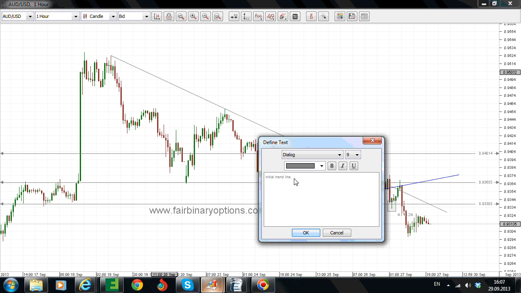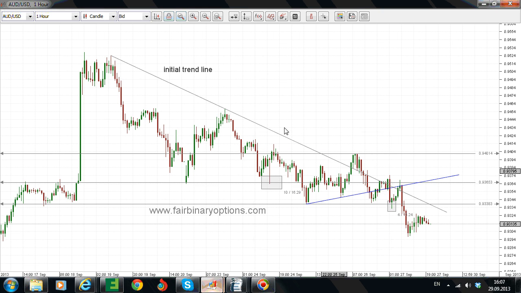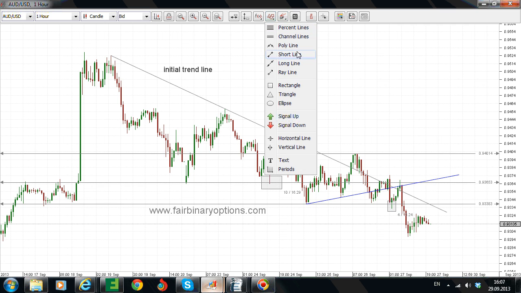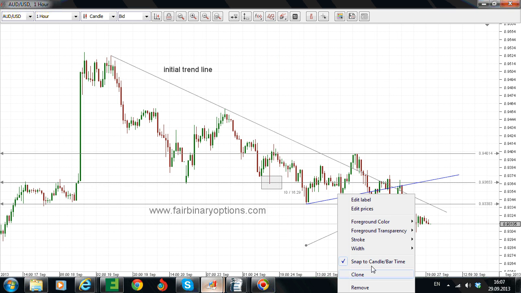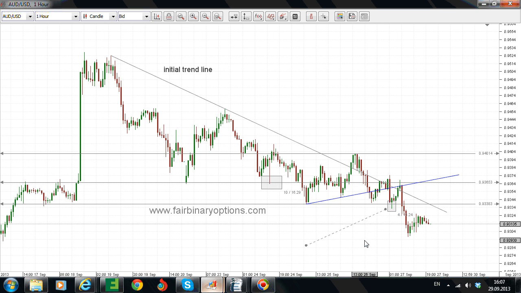Let me mark it with a different color here. So initial trend line, and by the time we have a new low here, this is our trigger. Let me change the stroke for it.